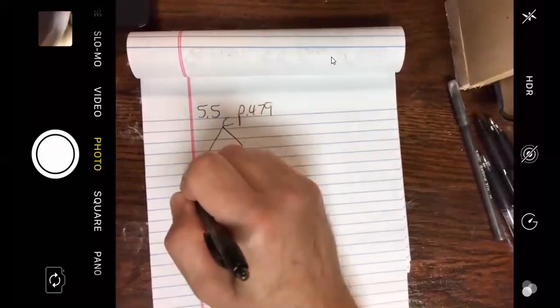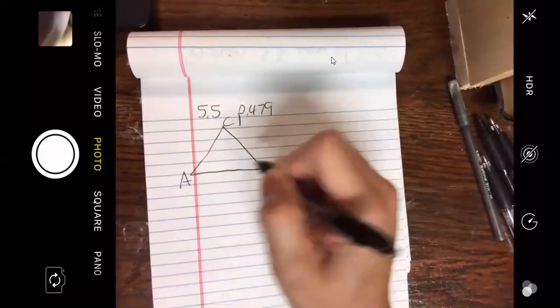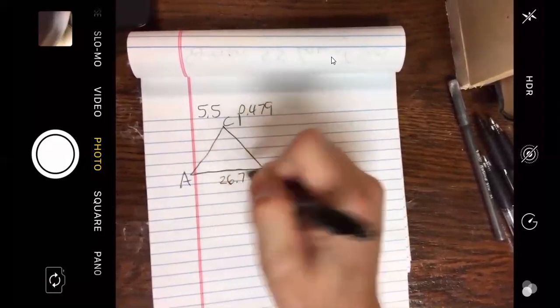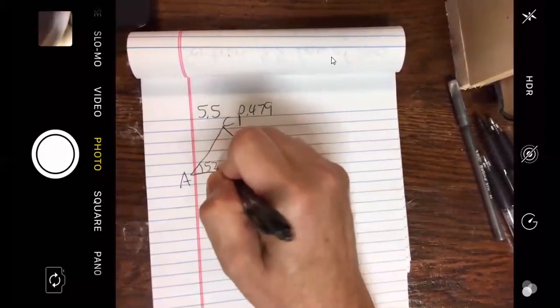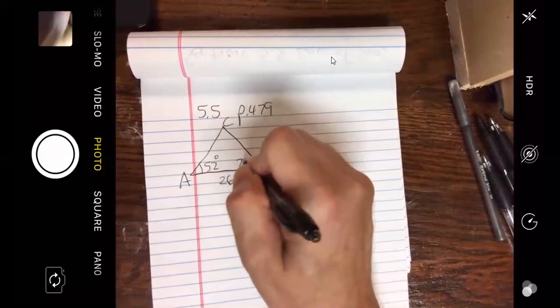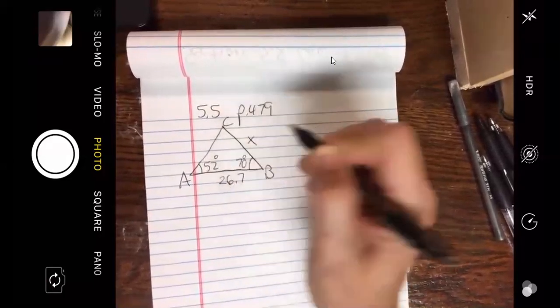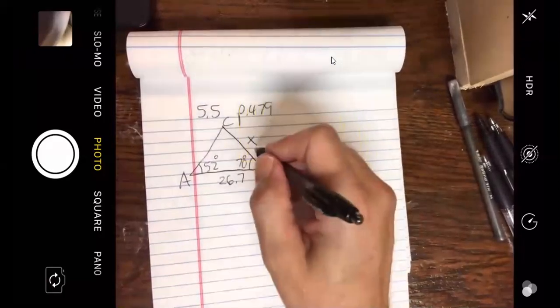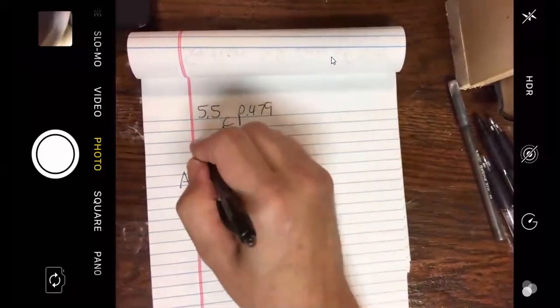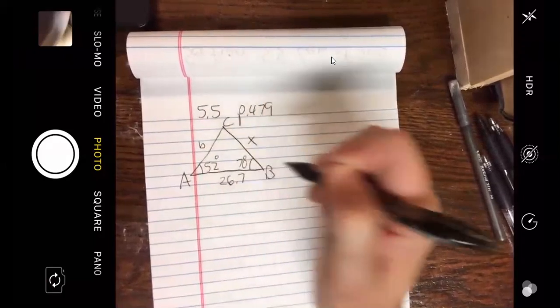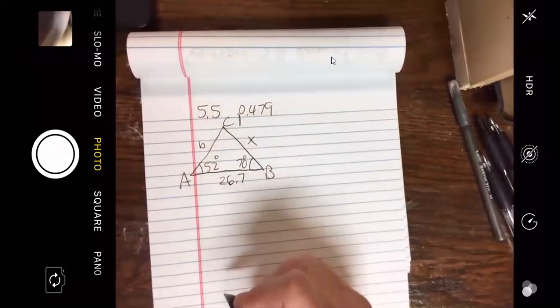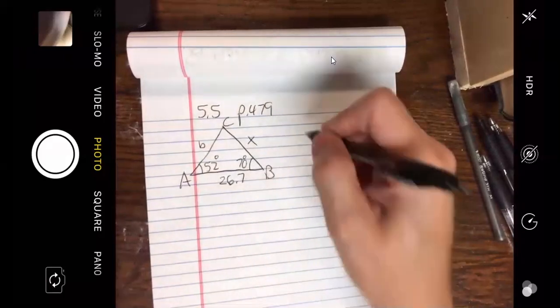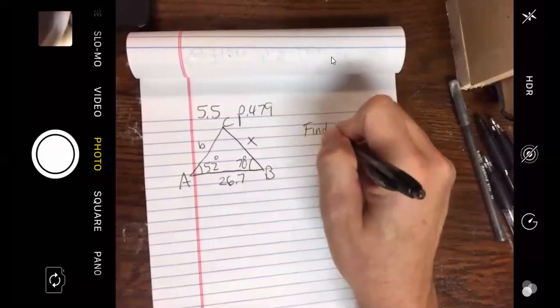Put C there, big A, big B, 26.7, 52 degrees, and 70 degrees. Call this side X. You can call the sides anything you want. I'm calling it X instead of little a. I guess I'll use little b opposite big B. Okay, and it just says find indicated side X or angle, so we'll find X.